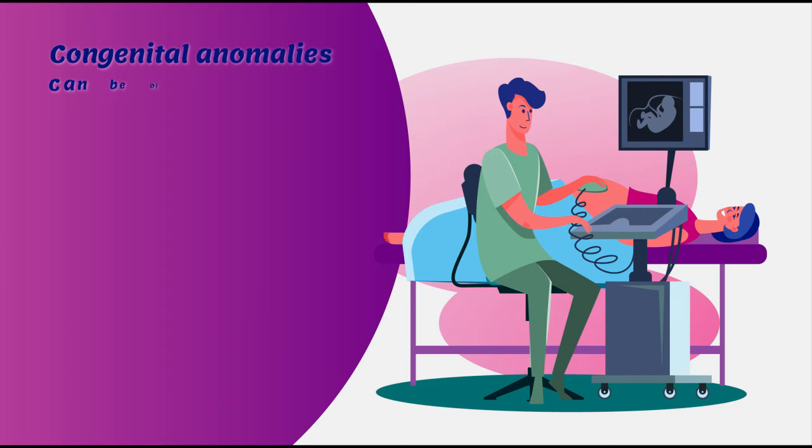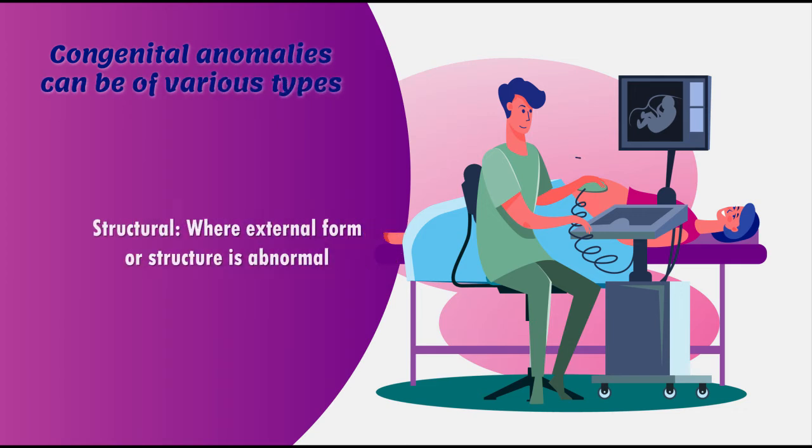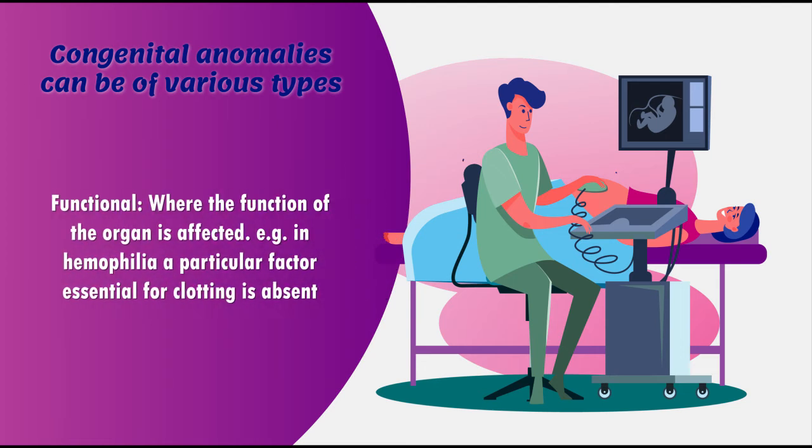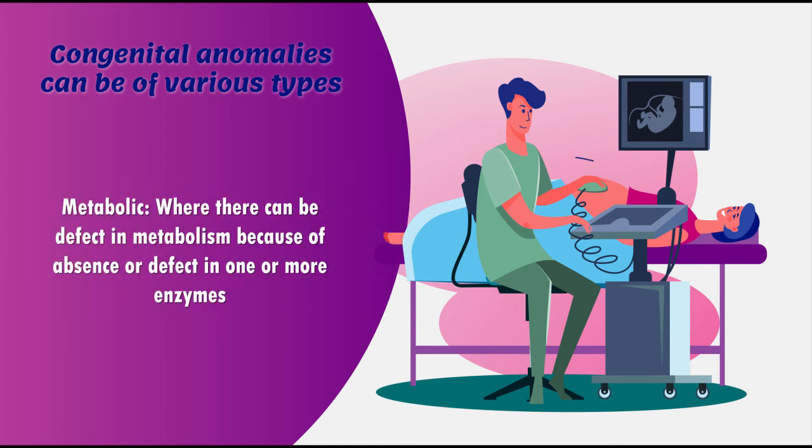Congenital anomalies can be of various types. Structural, where external form or structure is abnormal. Functional, where the function of the organ is affected, e.g., in hemophilia, a particular factor essential for clotting is absent. Metabolic, where there can be a defect in metabolism because of absence or defect in one or more enzymes.